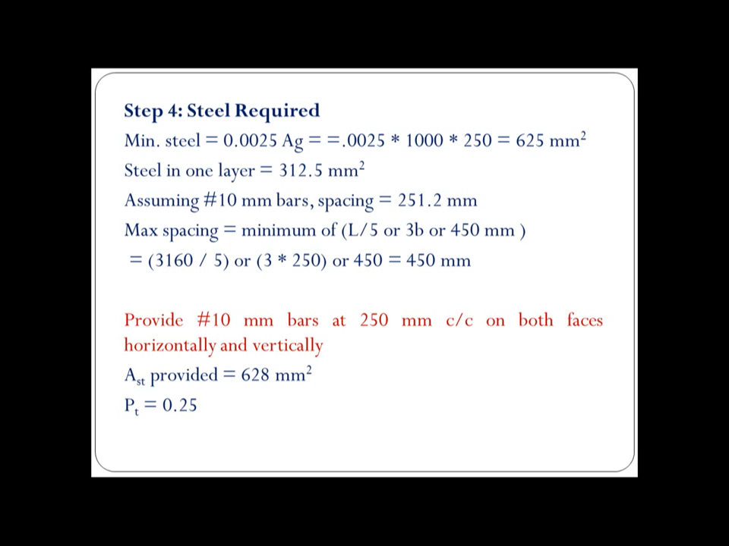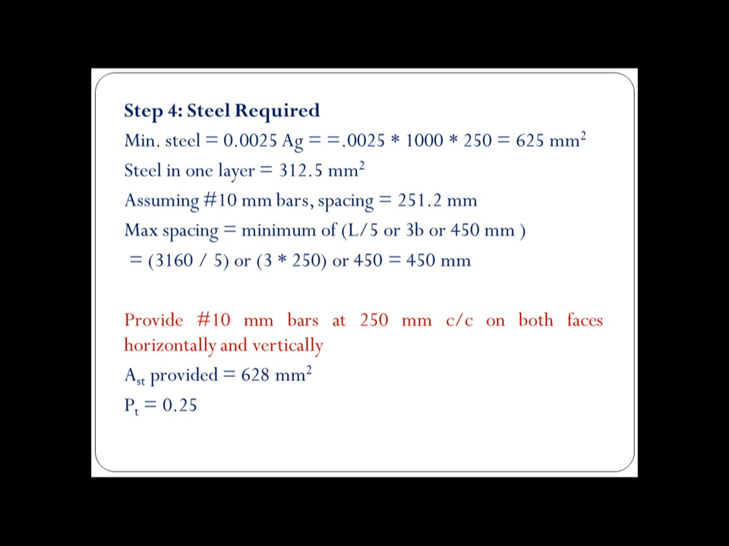Maximum diameter of the bar to be used is thickness by 10. So we have 250 by 10, 25. So we have taken 10 mm bars, so we are on the safer side. So spacing required is 251 mm. So we'll be providing at a spacing of 250 mm. And maximum spacing, so minimum of length of web by 5 or 3 times the thickness of the wall or 450 mm. So in this case 450 mm is the governing one.